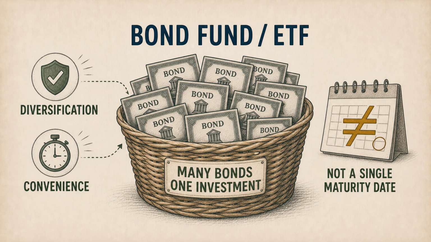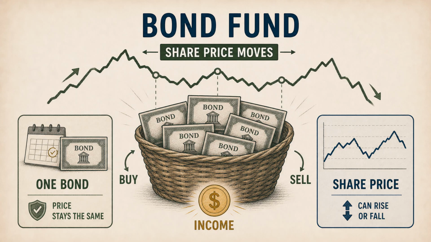Many people do not buy individual bonds. They buy bond funds or bond ETFs. A fund owns many bonds inside one investment. This can add diversification and convenience, but the fund usually does not have one single maturity date like an individual bond. Because a bond fund keeps buying and selling bonds, its price can rise or fall over time. Investors may receive income, but the share price can change. This is why a bond fund is not the same as holding one bond until it matures.